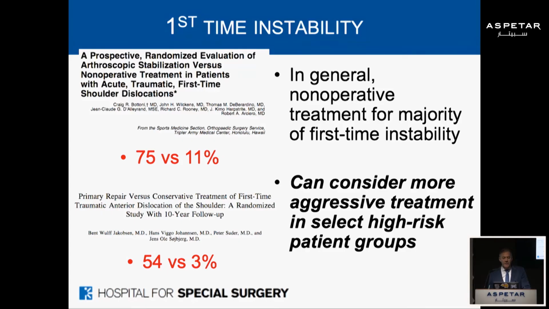To further the point, this is looking at first-time instability. This top study was also from the military, looking at a prospective randomized arthroscopic versus non-operative treatment. In general, they treated most non-operatively, but with a much higher recurrent risk. And the group from Sweden showed that you can consider more aggressive treatment in a select group. They tried to get a little more granular, showing that more contact athletes, maybe those you're going to want to treat the first time.